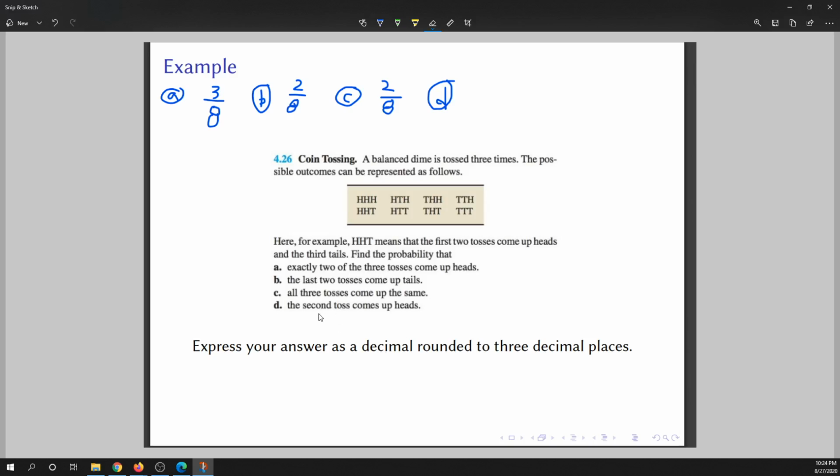All right, part D says, what is the probability that the second toss comes up heads? Right, so H in the second position. So both of these and both of these, right? And that's it. So there are 4 outcomes in our event, so that would go on top, 4. And then I divide by the number of elements in the sample space, which is 8. Okay? And that is it on this example.